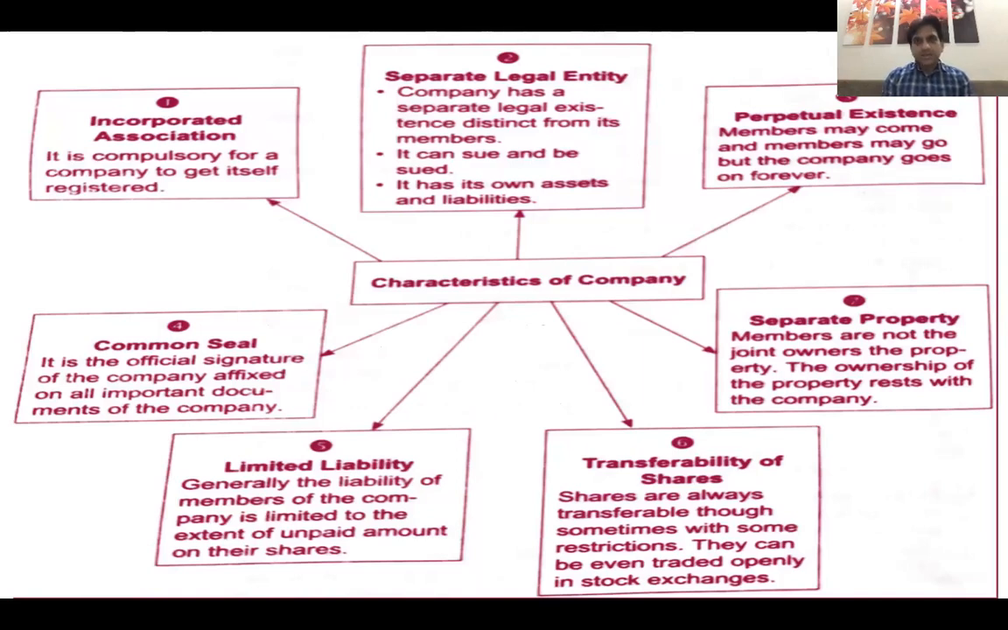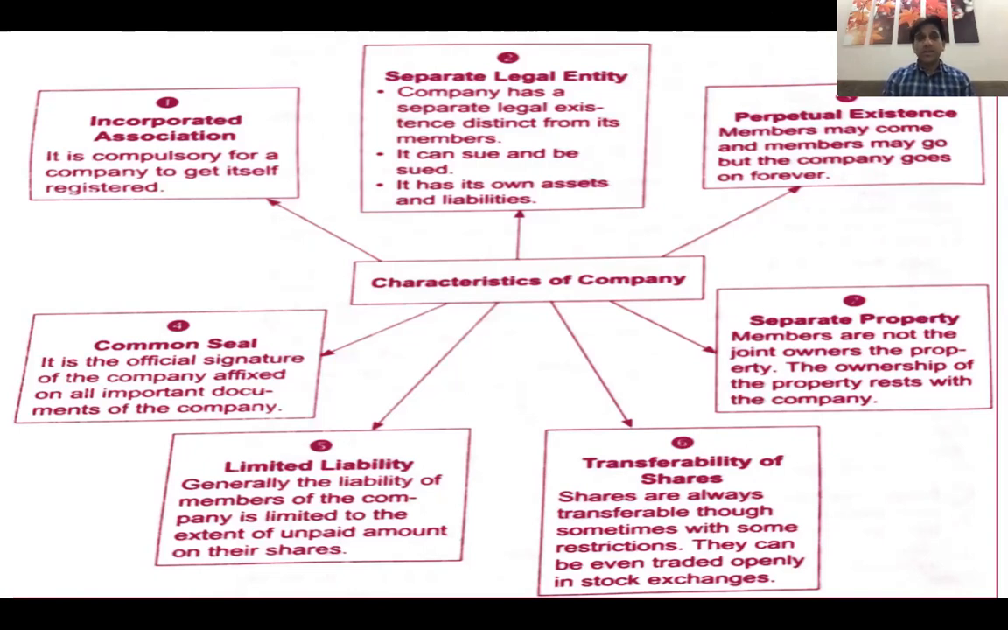Then separate legal entity. Company has a separate legal existence distinct from its members. It can sue and be sued. It has its own assets and liabilities. Perpetual existence. A company has a perpetual existence. Members will come, members will go, but the company goes on forever. So the existence of a member cannot affect the company's existence.